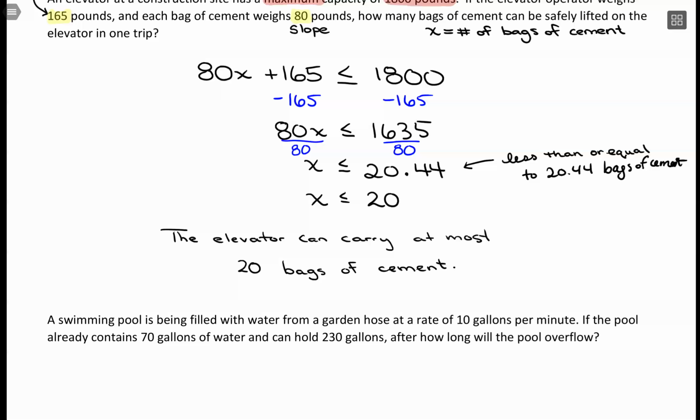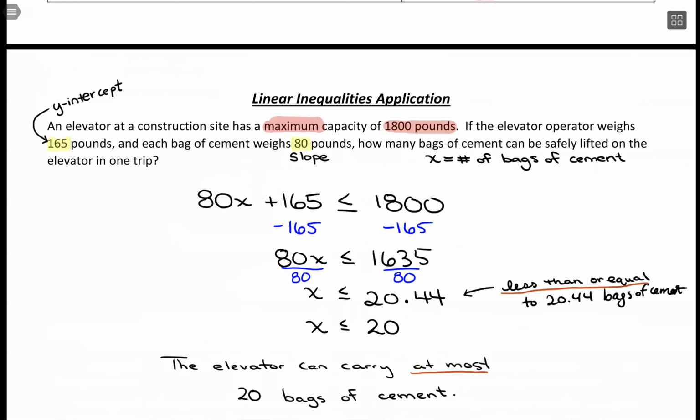So something that comes up with word problems with inequalities, like I could have said the elevator can carry less than or equal to 20 bags of cement, and that would be correct. This phrasing of "at most" says the same thing. It's telling me what the largest value could be. So there's some terminology that you can use that carries through that meaning of less than or equal to. If we were dealing with more than or equal to, the phrase you see is "at least."